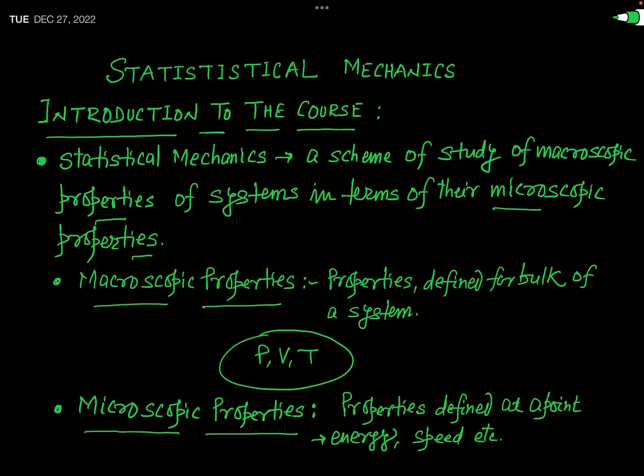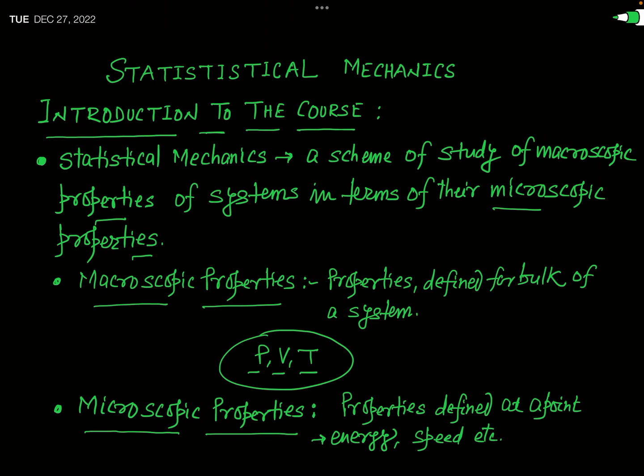When you say macroscopic properties of a system, that means the properties which are defined for the system as a whole. That is, macroscopic properties are not defined for a point, but for a system as a whole, or for the bulk of the system. For example, pressure P, volume V, and temperature T are the important macroscopic properties of a thermodynamical system. When you say pressure, you don't define pressure at a particular point, but you always define the pressure of a gas, pressure of a fluid, atmospheric pressure. So pressure is not defined at a particular point, but for a given system.